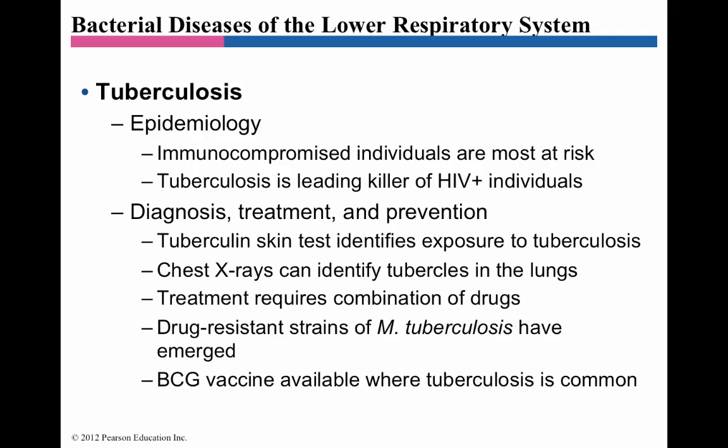All right. So immunocompromised individuals are going to be those that are at most risk. It is the leading killer. Tuberculosis is the leading killer of HIV positive individuals.